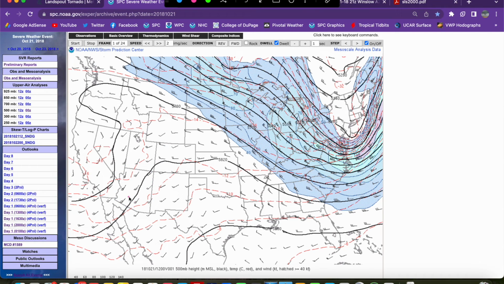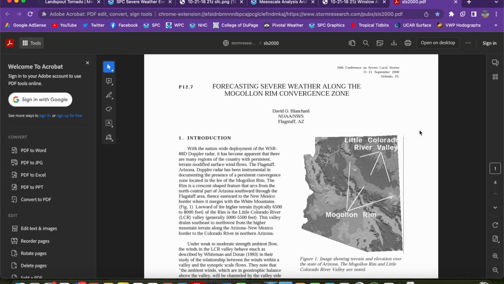Now, when you have this ambient southwesterly flow, that can trigger something called the Mogollon Rim Convergence Zone. And this is a paper written by David Blanchard, who is a prolific meteorologist, used to be a meteorologist at the National Weather Service in Flagstaff. I'll put the link to this paper, of course, in the description box below.